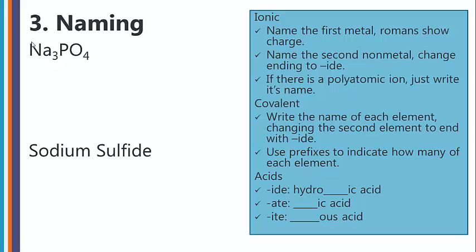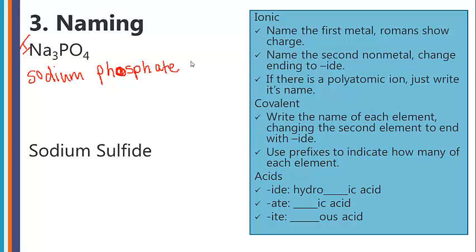Next I have Na3PO4. So Na3, sodium, is a metal, and PO4 is a polyatomic ion. So this is going to be an ionic compound. So let's name the first metal. So Na is sodium. And this is not a transition metal, so I don't need Romans. You know the charge of sodium just because it's in the first column of the table of elements. So I've got sodium, no need for a Roman numeral. The next thing is a polyatomic ion, so whenever we come across those, we just rewrite their name. So sodium phosphate.